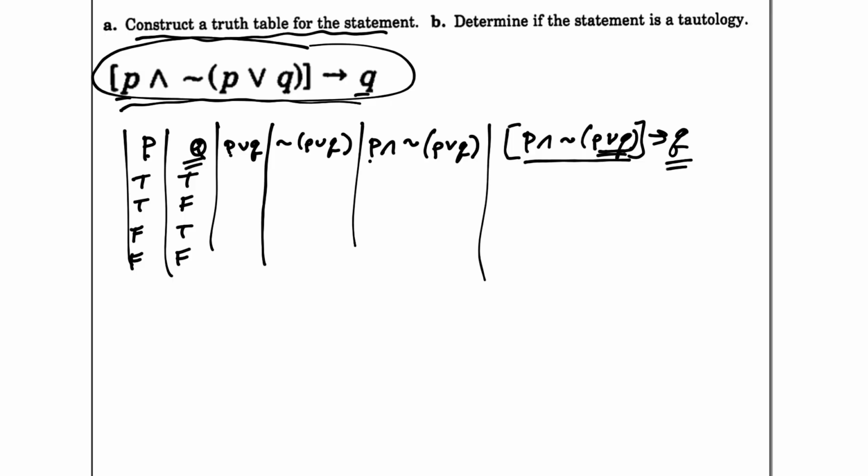I have created the columns at least, and now I go through it. P or Q is true unless they're both false. Not P or Q is just the opposite of the column I just made. P and not P or Q is taking this first column and the one I just made and seeing is there any place where they're both true, and I don't see that. TF, TF, FF, FT.